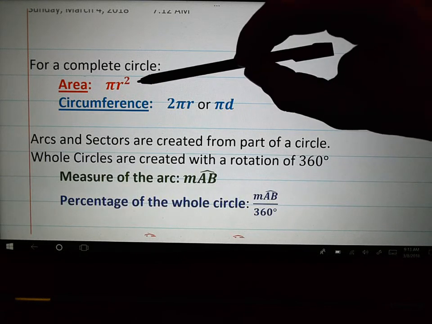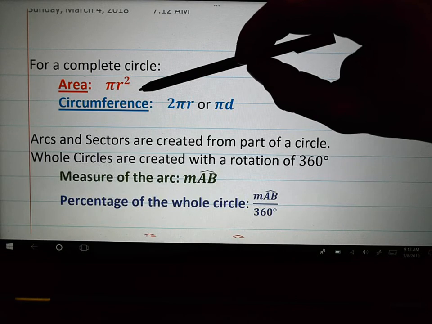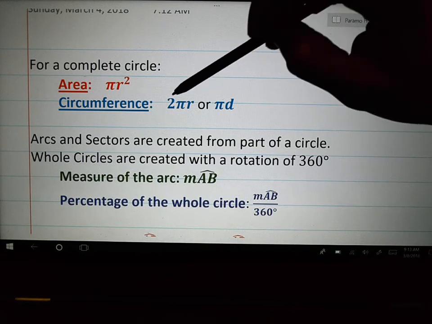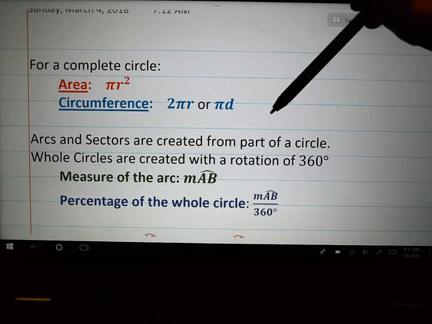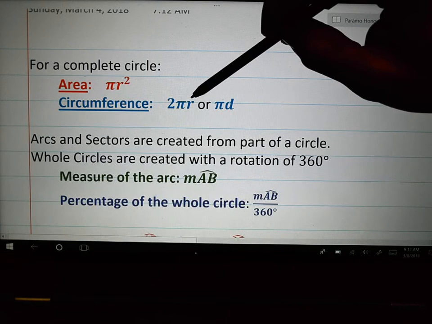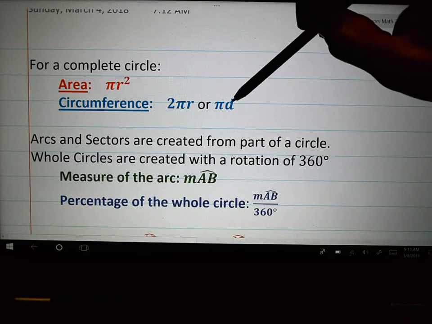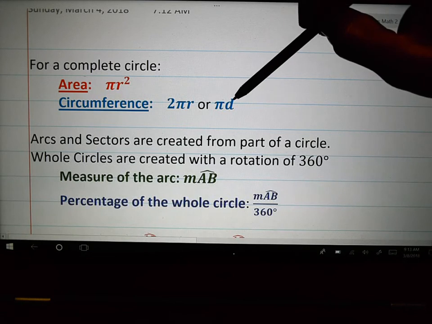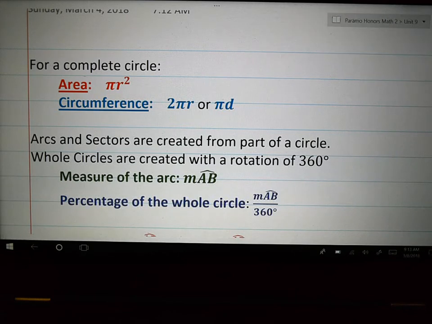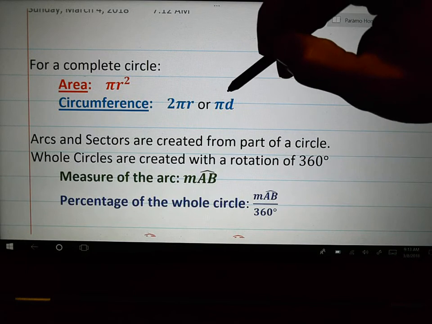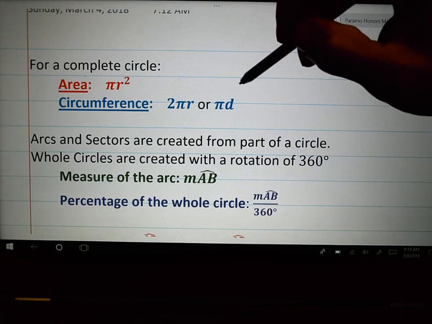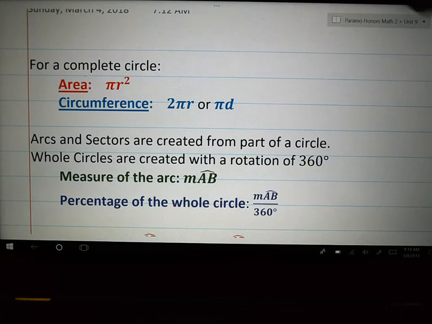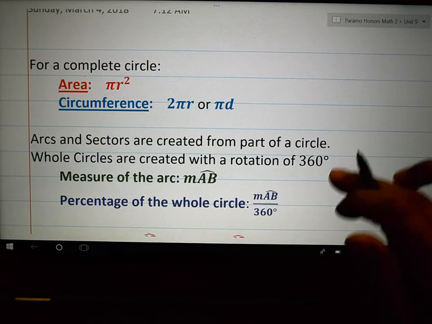The area of a circle is pi times r squared. The circumference of a circle, you can use two things: 2 pi r or pi times d. 2 pi r is used when you're given a radius. Pi d is used when you're given a diameter. Remember, twice the radius is the same thing as the diameter, so either formula is correct. The hard part is to remember which one to use when, depending on what you're given. Some people will use 2 pi r when you're really supposed to use the diameter formula.